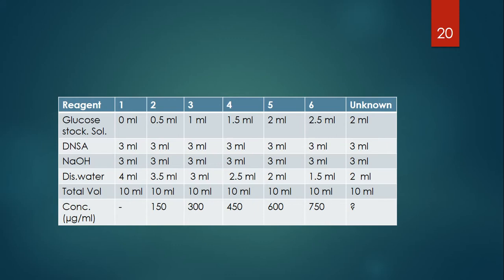Then we are adding DNSA 3 ml in all the test tubes. Then NaOH 3 ml in all the test tubes. Now we want total volume to be 10 ml. So in test tube 1 we are going to add 4 ml distilled water. You can see 3 ml it contains DNSA, 3 ml NaOH. So total is 6 ml. So water will be required 4 ml to make 10 ml. So similarly in second test tube we have to add 3.5 ml of distilled water and likewise. So you can see total volume in all the test tubes is going to be 10 ml.